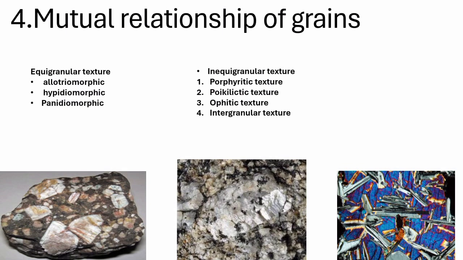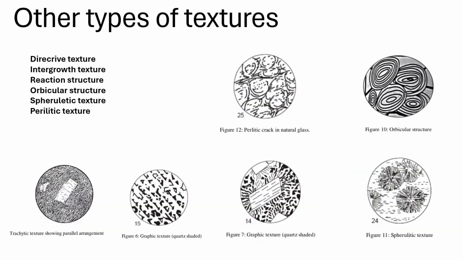In case of inequigranular texture, first comes the porphyritic texture. In porphyritic texture, large crystals are enveloped in a fine grained matrix. These large crystals are called phenocrysts and the fine grained material is called groundmass. Next is poikilitic texture. Here small crystals are enclosed within a larger crystal without common orientation. And then comes the ophitic texture. In this texture, plates of augite enclose numerous thin laths of plagioclase.